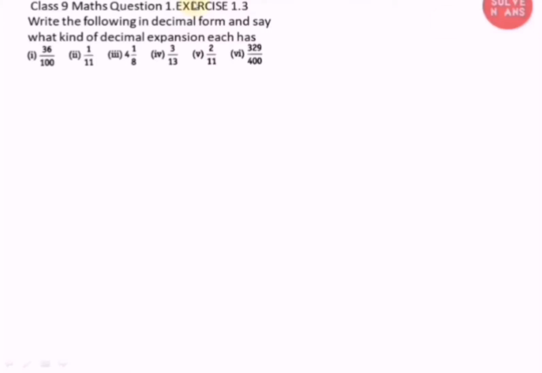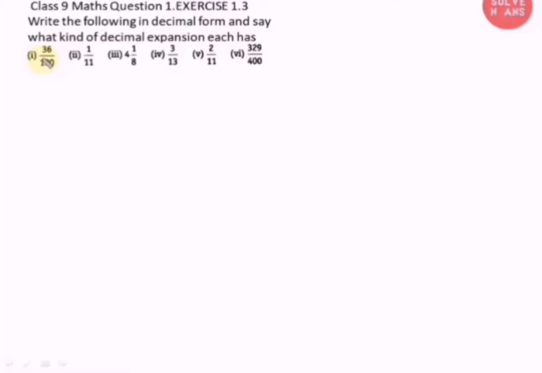So let us start. The question here is: write the following in decimal form and say what kind of decimal expansion each has. So here you have been given a fraction. आपको एक fraction दिया गया है and then you have to divide it and find the decimal form of it, and also you should say what kind of decimal expansion it is. So let us start dividing.